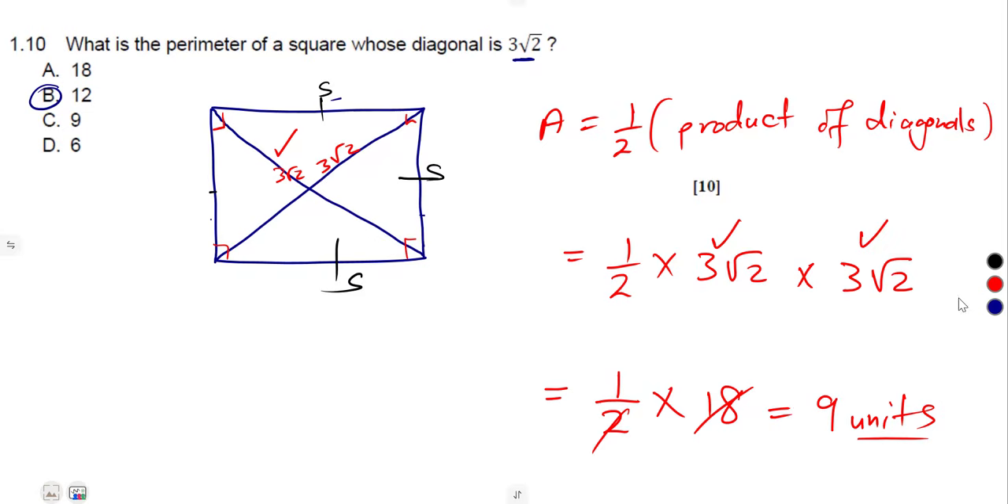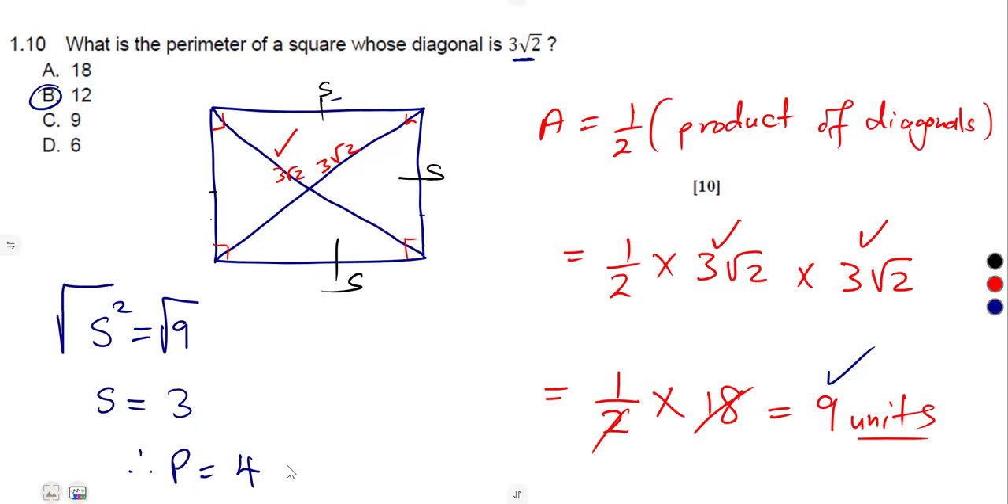So if you have the area, how do you find the side? Because you understand that area is side squared. So you simply say side squared is equal to 9. So introduce what? The square root. So s is equal to 3. Therefore, perimeter is 4 times side, which is 4 times 3, which is 12 units. All right, so that is 12 units in that case. This is area, square units. This is our perimeter, 12 units.